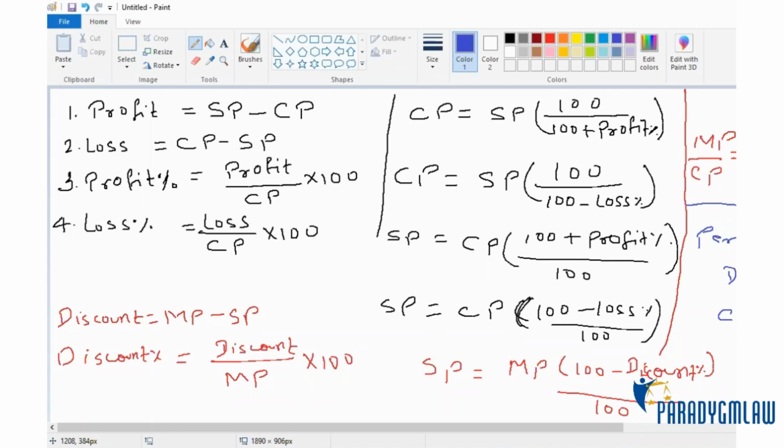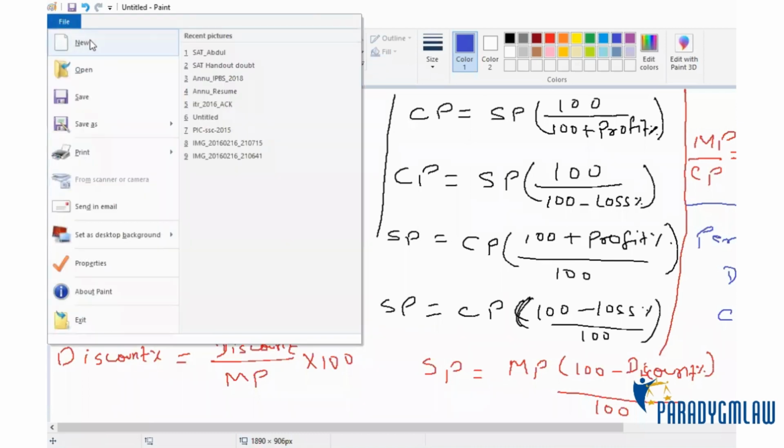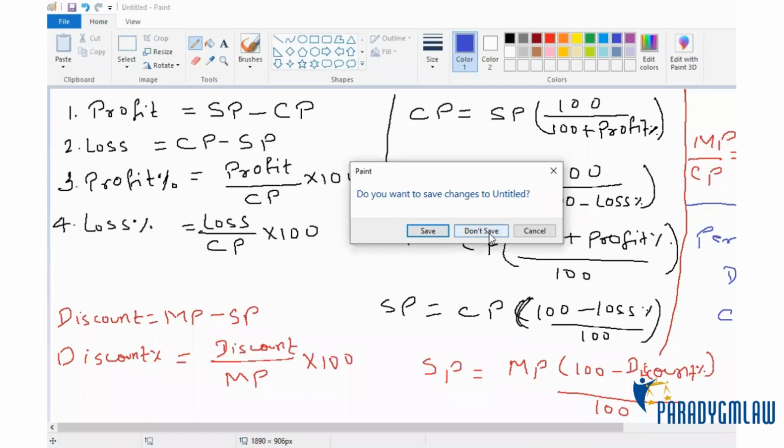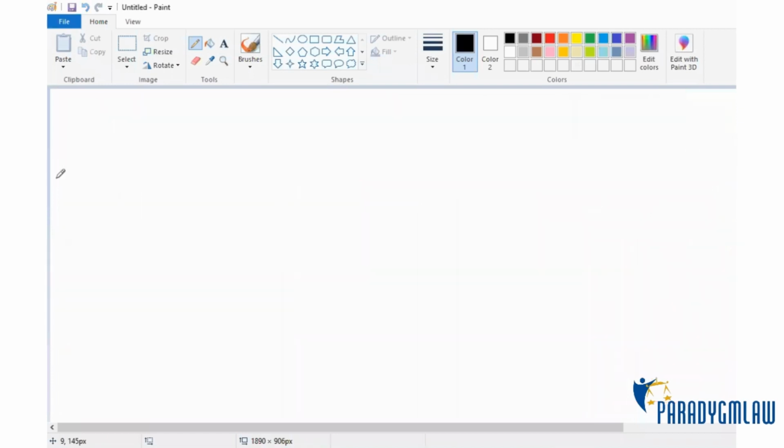Any other doubt? Have you noted all these formulas? Yes, sir. All right. So let's move on to the profit and loss sheet. Can I erase it? Everyone noted? Yes, sir. All right. So I'm going to the sheet.